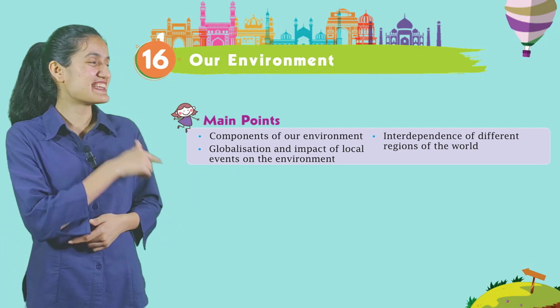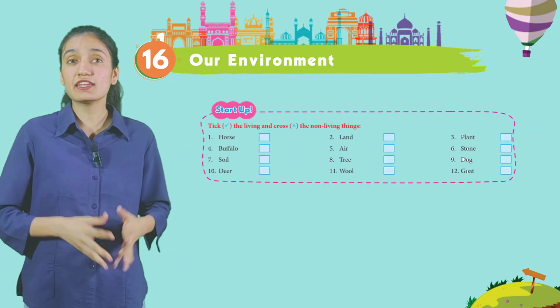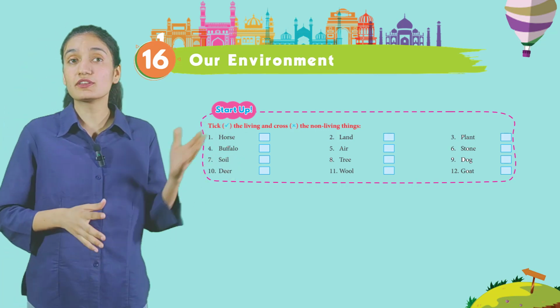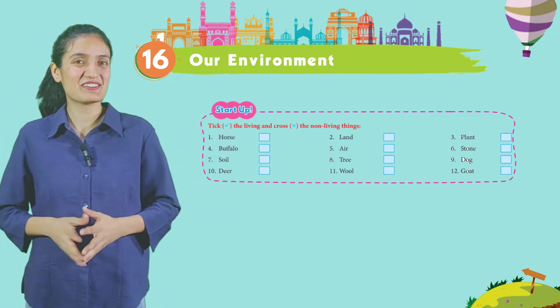So let's start. Students, take the living and cross the non-living things. Here are some things given and you have to tick the living things and cross the non-living things.